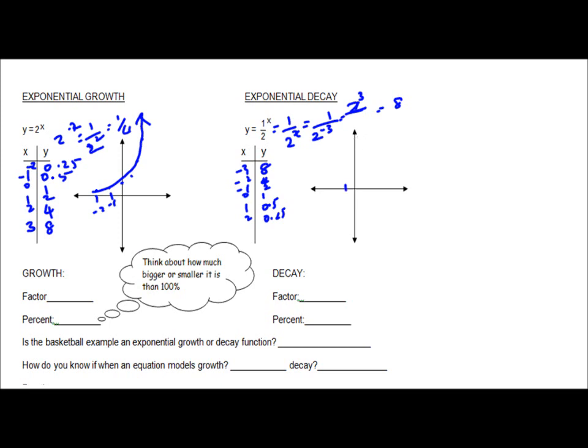So negative 1, negative 2, negative 3. So at negative 3, it was 8. Somewhere here, at negative 2, it was 4, and so on and so forth. The graph will now come this way.